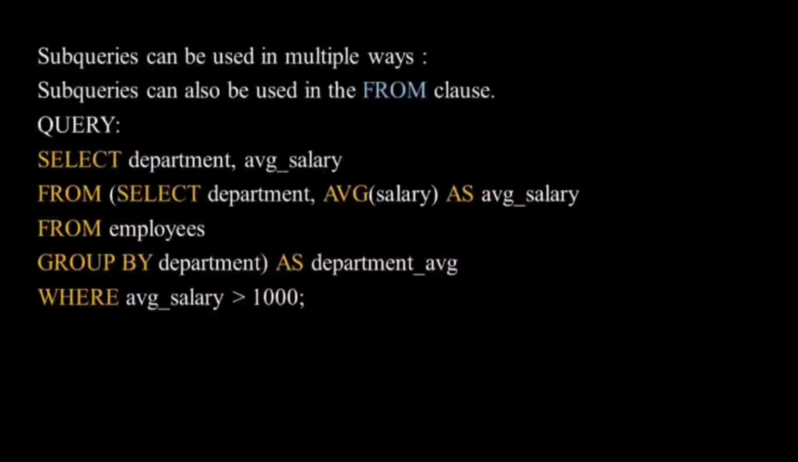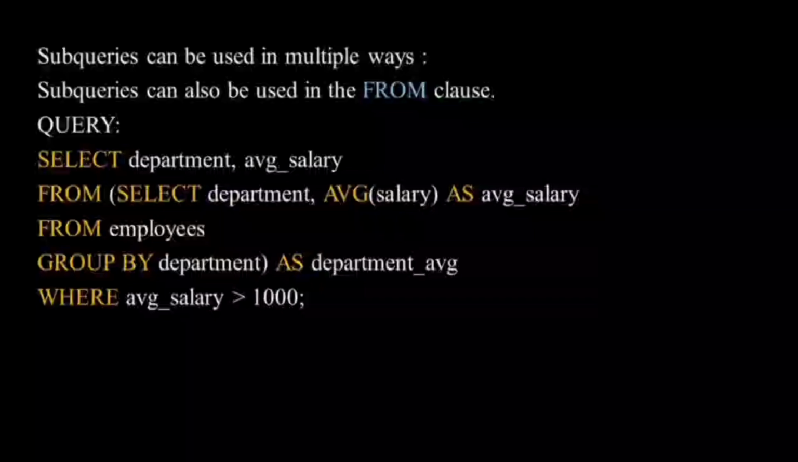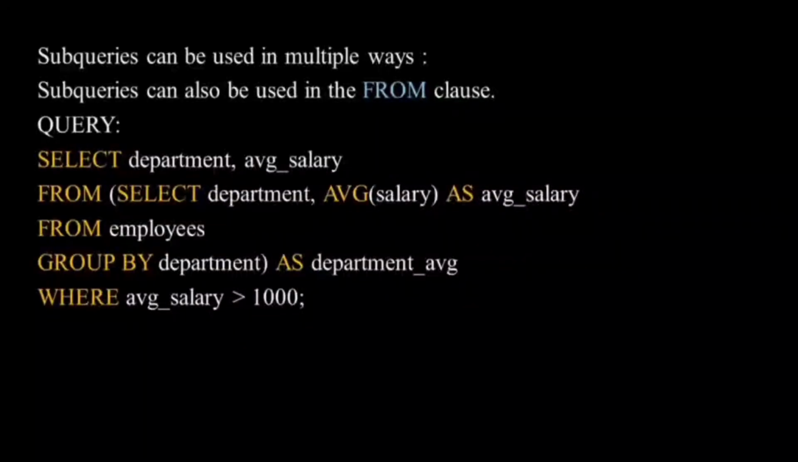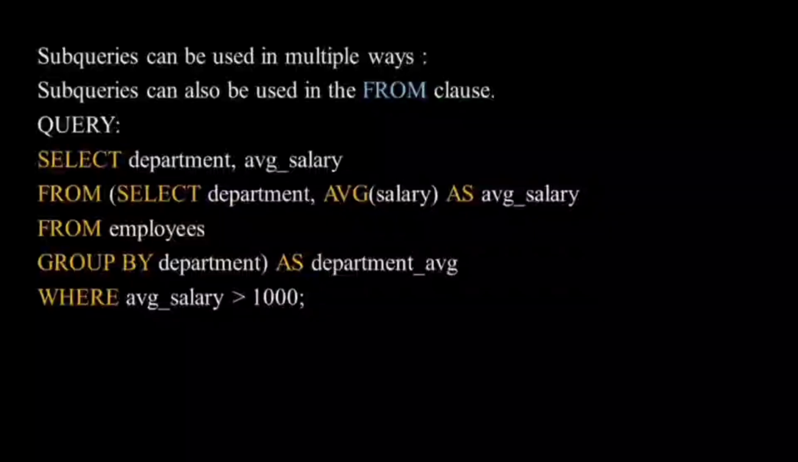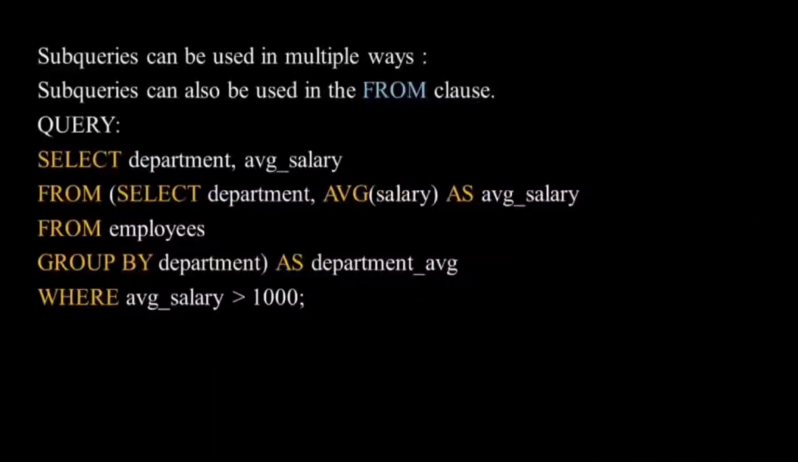Coming to the FROM clause, subqueries can also be used in the FROM clause to create a temporary table of a result. Example, if you want to see the average salary for each department and only show departments where the average salary is above 1000. Here the subquery is SELECT department, AVG(salary) AS average_salary FROM employee GROUP BY department. It creates a temporary table with average salaries for each department. The outer query then filters this table to only include departments with an average salary greater than 1000.